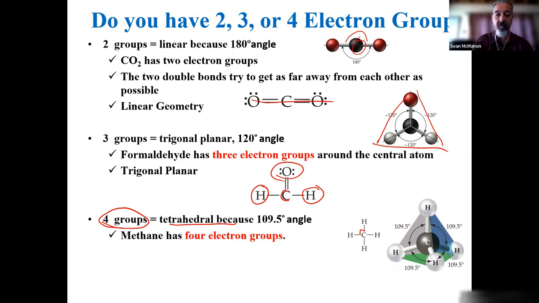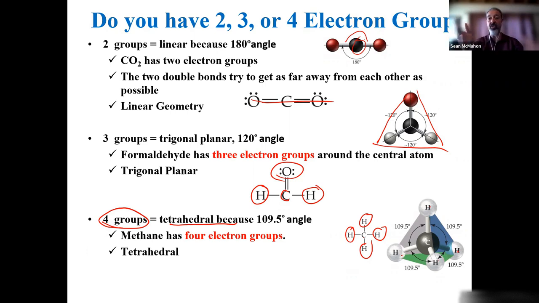So how do I know I have 4 groups around the central atom? Well, carbon's the central atom, and there's 1, 2, 3, 4. And in 3D, I see that there are 1, 2, 3, 4 vertices that make a tetrahedron. So there are 1, 2, 3 lateral faces and the triangular base in this tetrahedron, which results in a tetrahedral geometry. And that bond angle is actually greater than 90. It's 109.5.